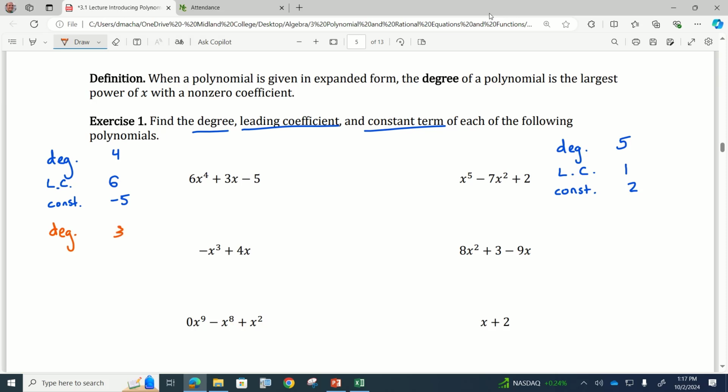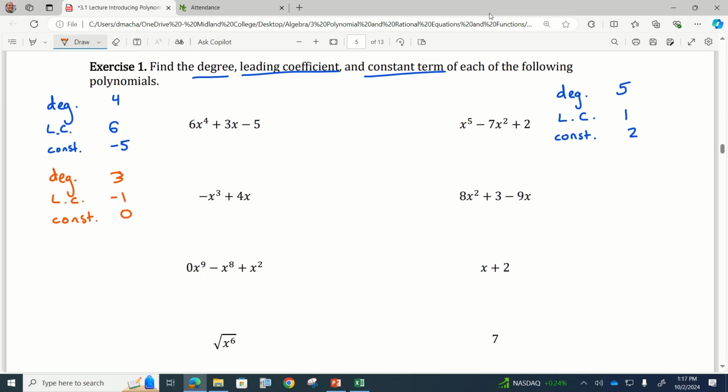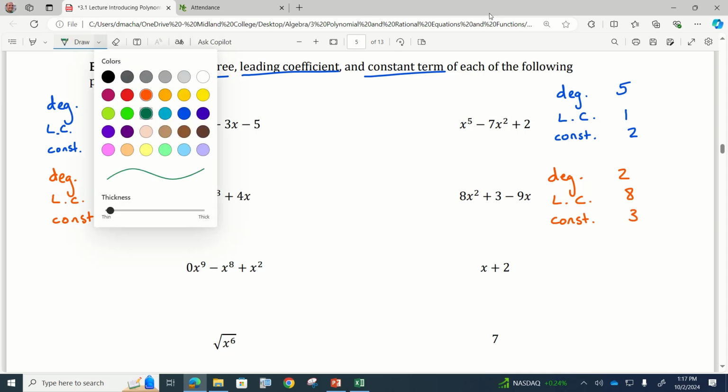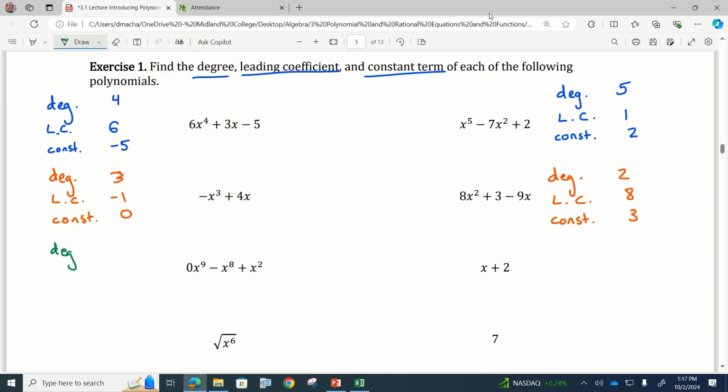All right. In the second row on the left side, what's the degree here? 3. What's the leading coefficient? Negative 1. And what's the constant term? 0. On this right side over here, what is the degree? 2. What's the leading coefficient? 8. And then what's the constant term? 3. Okay, down here on the left, what's the degree?